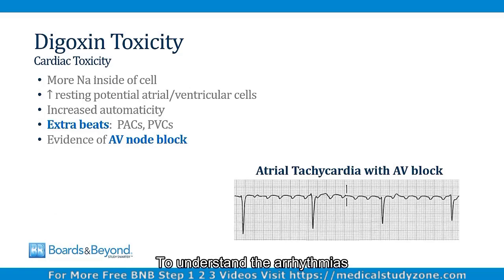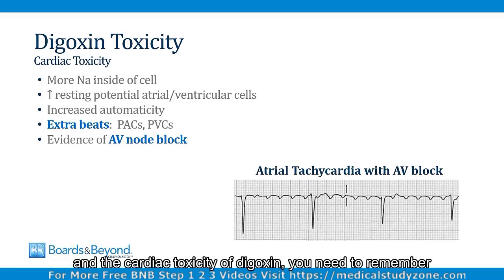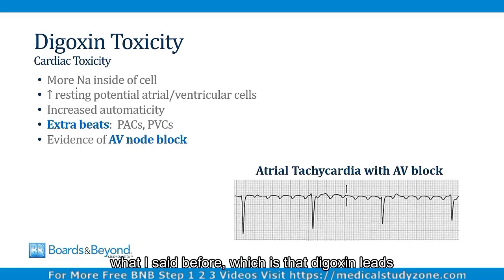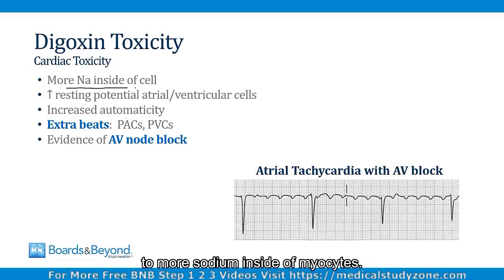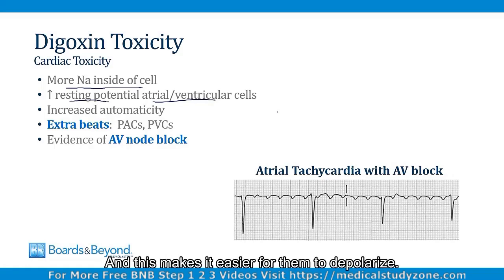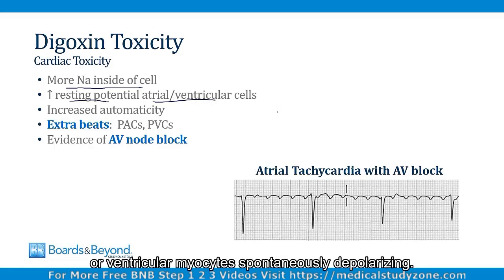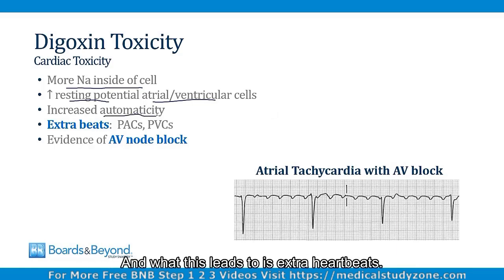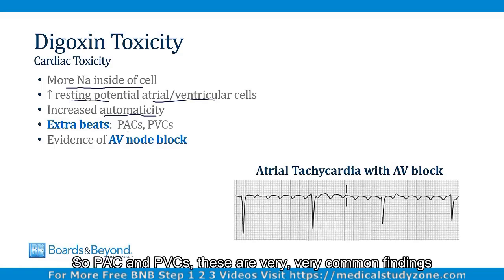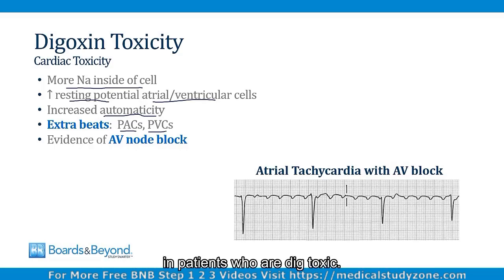To understand the arrhythmias and the cardiac toxicity of digoxin, you need to remember what I said before, which is that digoxin leads to more sodium inside of myocytes. This raises the resting potential in atrial and ventricular myocyte cells, and this makes it easier for them to depolarize. So in patients who are dig toxic, they often have atrial or ventricular myocytes spontaneously depolarizing. This is called automaticity. And what this leads to is extra heartbeats. So PACs and PVCs, these are very, very common findings in patients who are dig toxic.